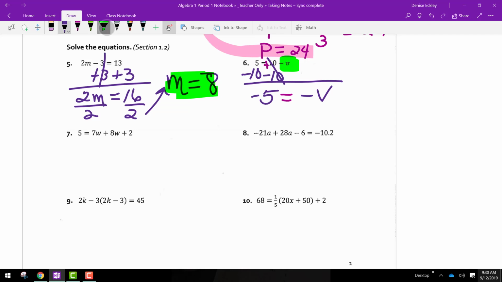So now I have to undo the multiplication by a negative 1. So you can multiply by negative 1 or you can divide by negative 1. Both will give you the same result.